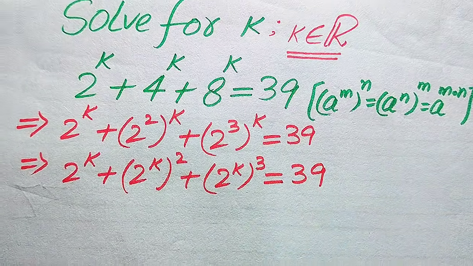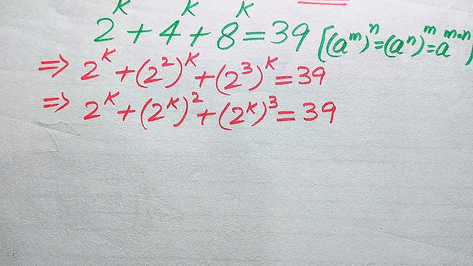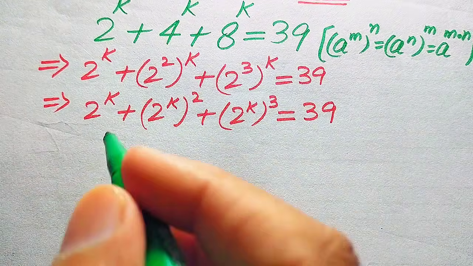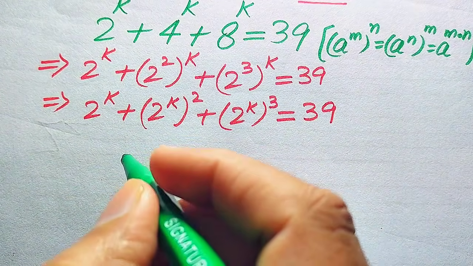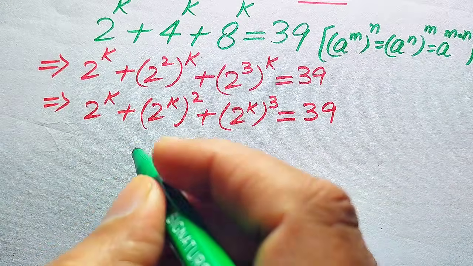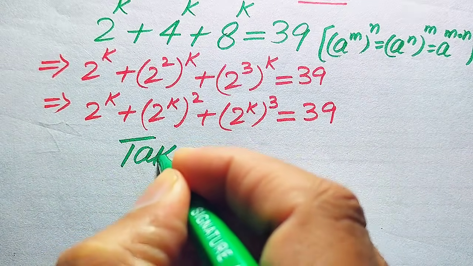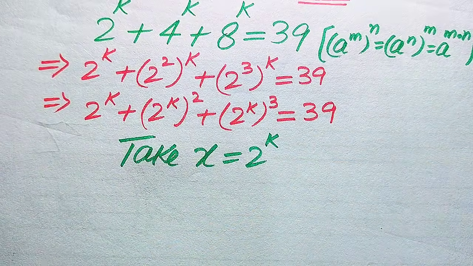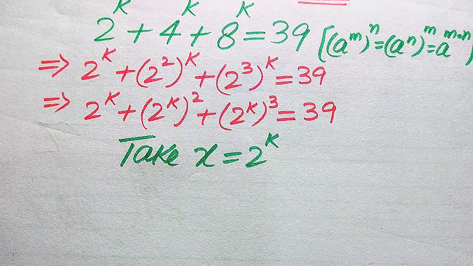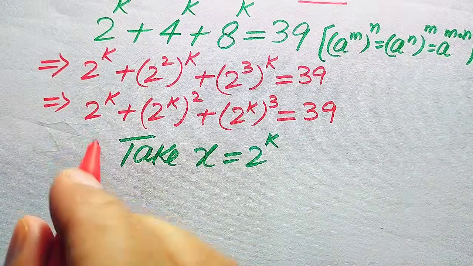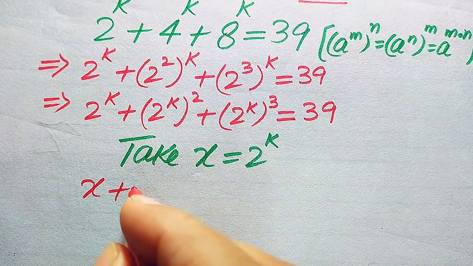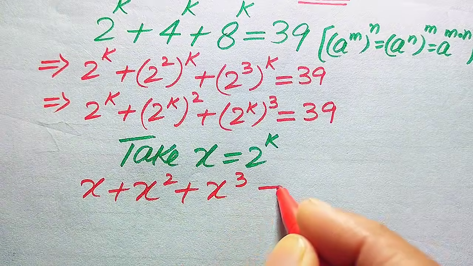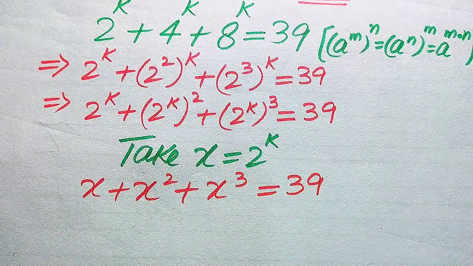So you see here the base of each of these terms is 2 to the power of k, so now we convert this exponential equation into the simple cubic polynomial. For this we just take x equals 2 to the power of k. So when you choose x equals 2 to the power of k, our above equation is written as x plus x square plus x cubed equals 39.